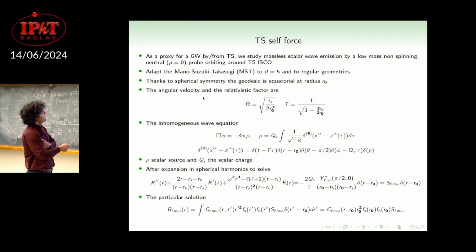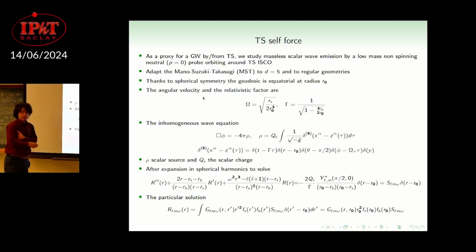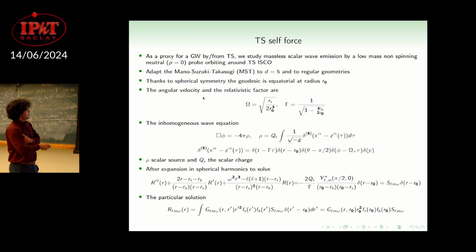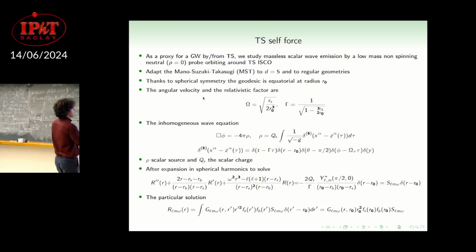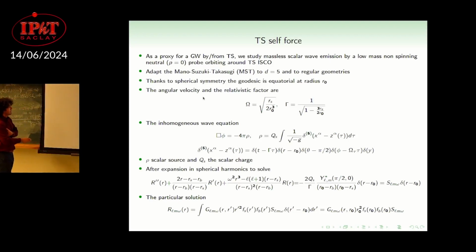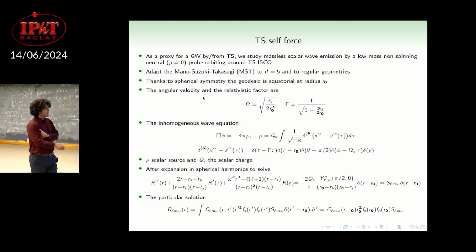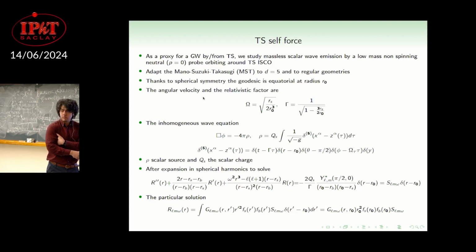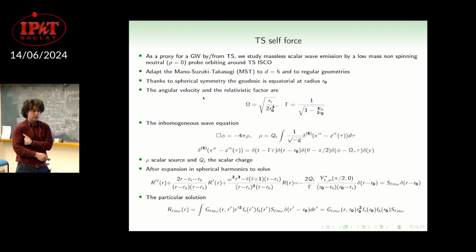Okay, so if R0 is the radius of your circular orbit, these are the angular frequency and this is the relativistic gamma factor. The presence of this massive particle orbiting is perturbing our Klein-Gordon equation with this quantity, which is the scalar source. This means that the homogeneous problem has a source term on the right-hand side, this one. So you can compute the particular solution with the standard Green method.